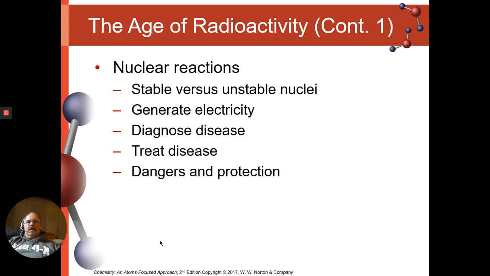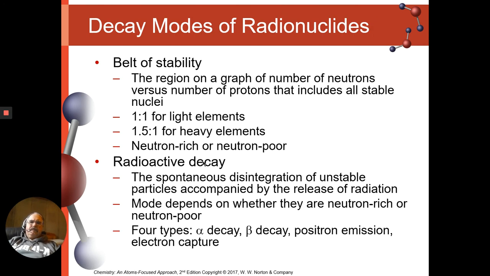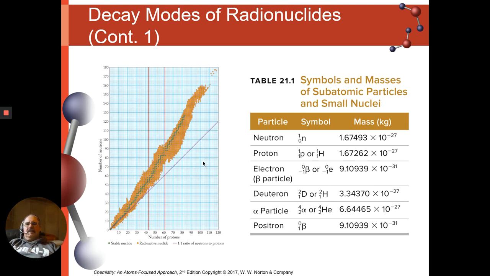Okay, nuclear reactions involve unstable nuclei, and at the end of a decay chain, the process stops when a stable isotope is formed. These are some of the uses of radioactivity. It can be used to generate electricity, diagnose disease, and treat disease. And talking about stable versus unstable elements, let's move on to this chart.